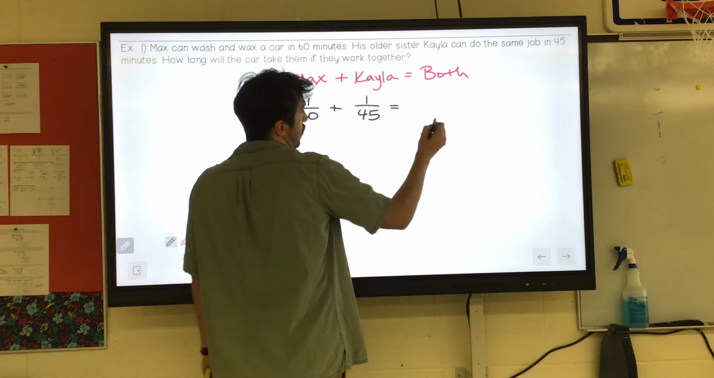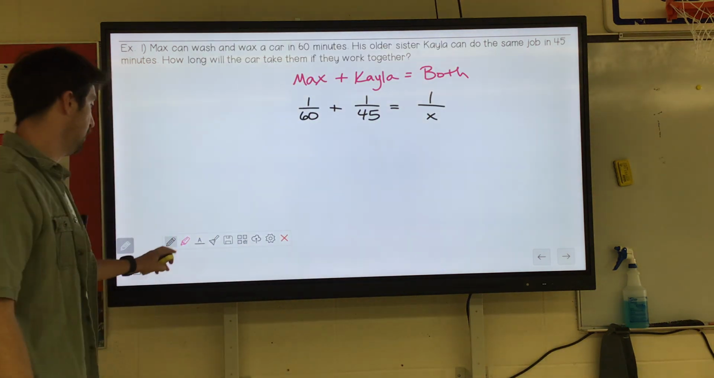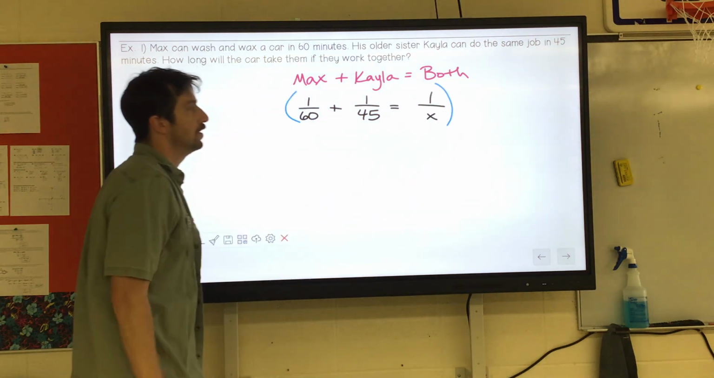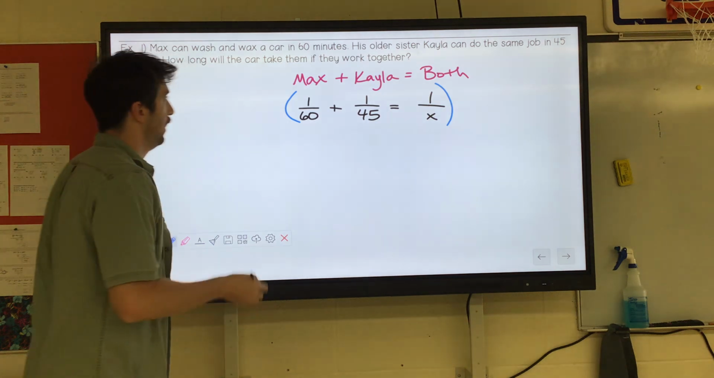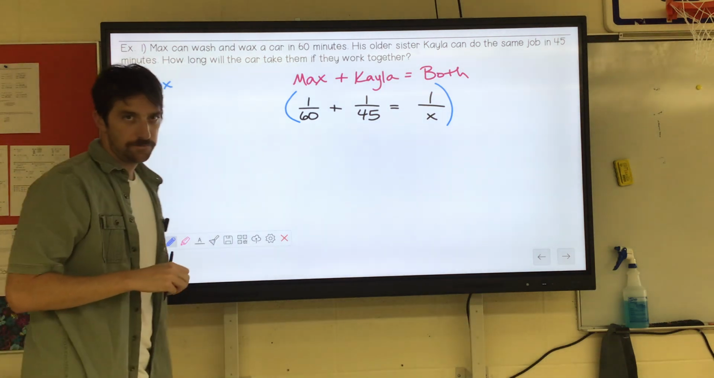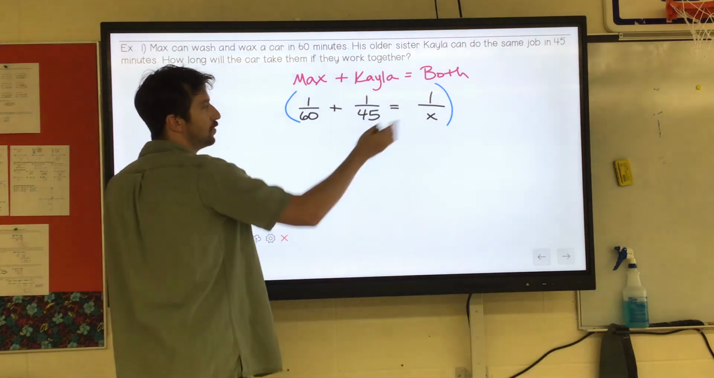How long is it going to take both? I don't know, but 1 over x. So we're going to multiply by a common denominator. Now you could figure that out. They all go into 180x. That would be the least common multiple. If you can't figure that out, there's other ways. You can always multiply them all together.